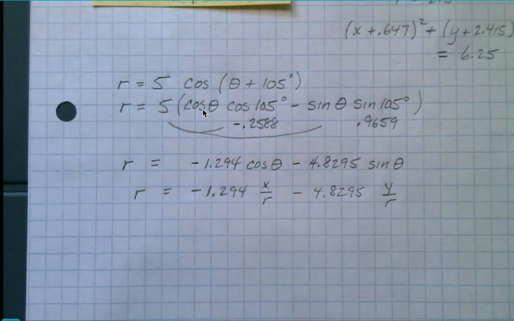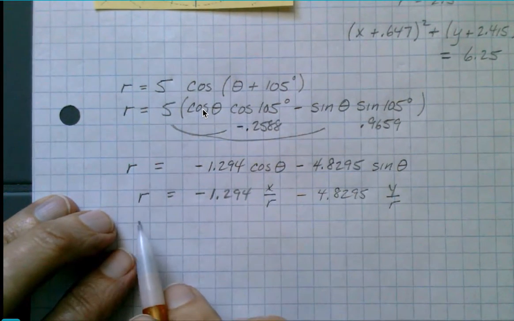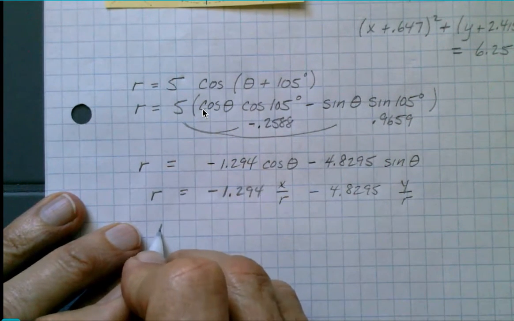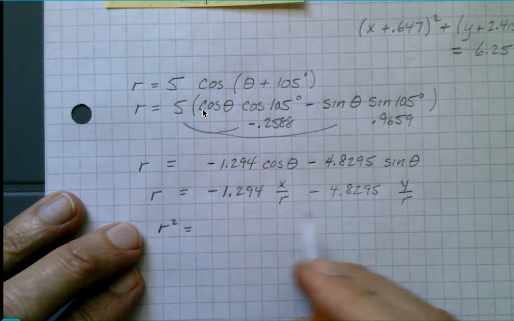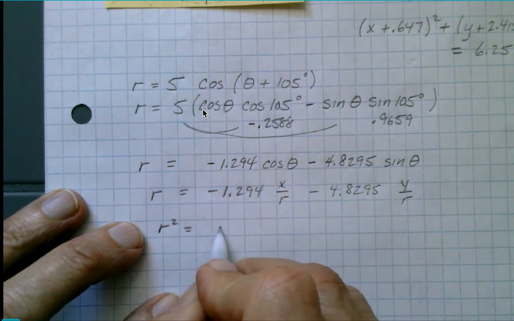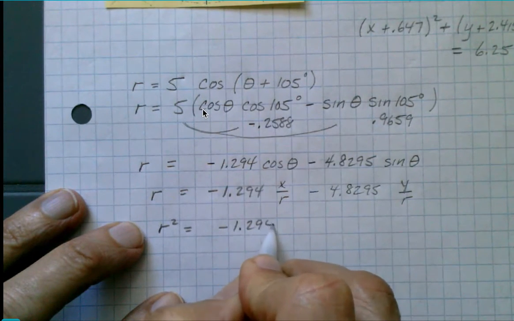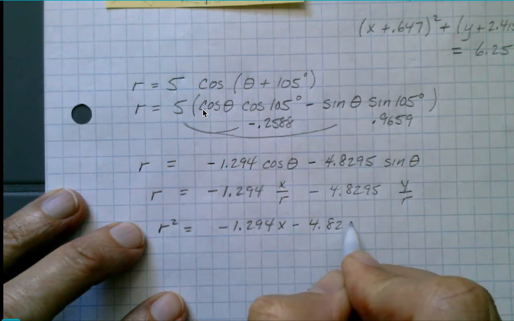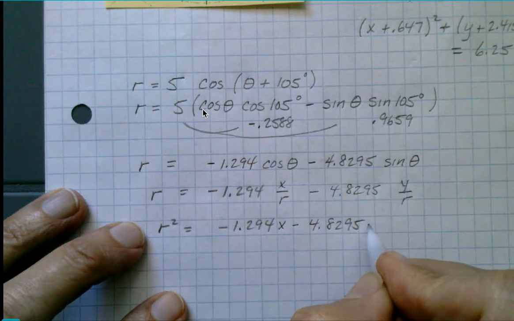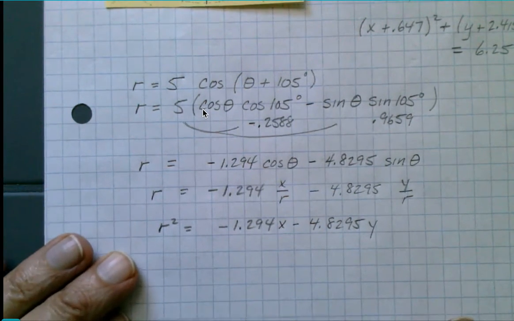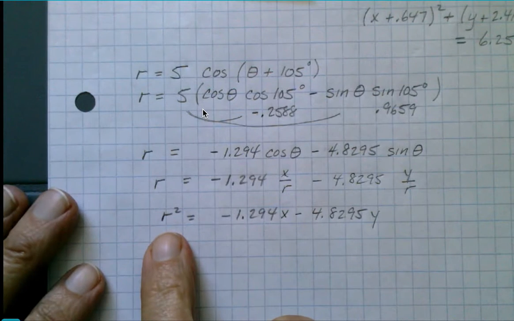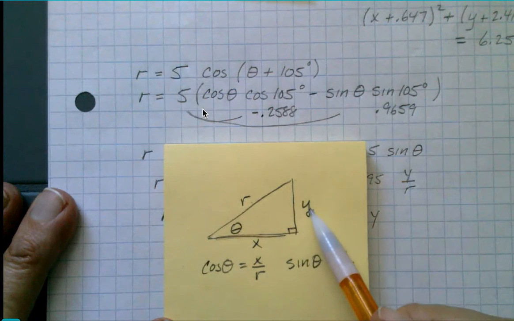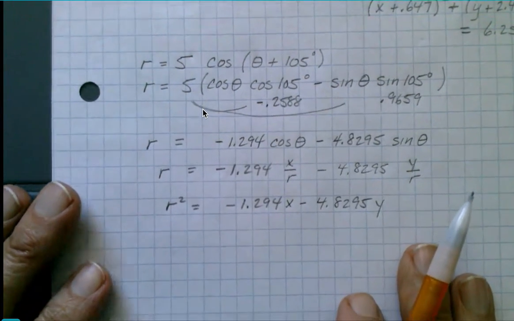And a nice little trick here, if you realize, is to multiply everything by r. Okay? That's going to create r squared, and it's going to get rid of the r's over here. So negative 1.294x minus 4.8295y. And so now, is there anything we can do with r squared? Well, r squared is the same as x squared plus y squared. So we'll make that replacement.